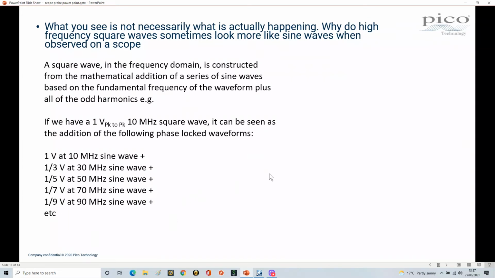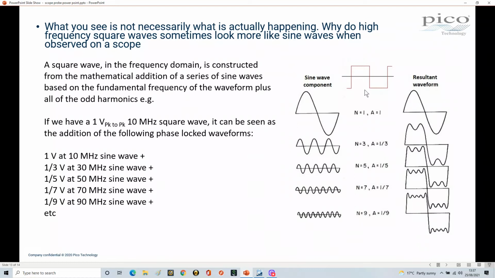And what that looks like is this. Here you have a square wave, but the square wave in the frequency domain is made up of a series of sinusoids, of which the fundamental is there. This, for example, is a 10 megahertz, but then this one is a smaller 30 megahertz. This one is a smaller 50 megahertz, this one a smaller 70 megahertz, and this one a smaller 90 megahertz. When you start to add all these waveforms together, on the basis they're all phase locked, there's your fundamental, and when you add this to that, you end up with this kind of waveform, etc.